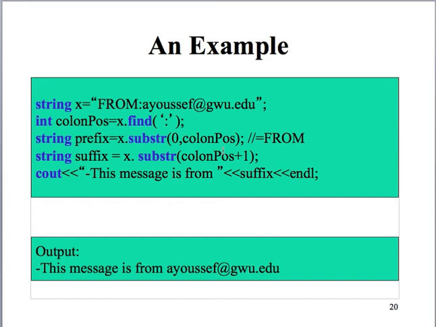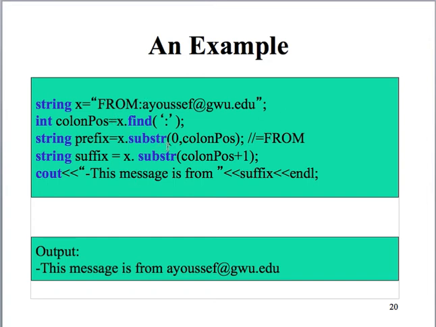So I now know the prefix is "From", and then I'm going to get the suffix, which is going to be from this position plus 1, so where the colon is plus 1, so that'd be the A, and get everything from there to the end. Notice we didn't put the length, so it goes by default to the end of the string. So that would get the email address. So now this suffix string has the email address. Basically what I was doing was trying to strip off the other part.